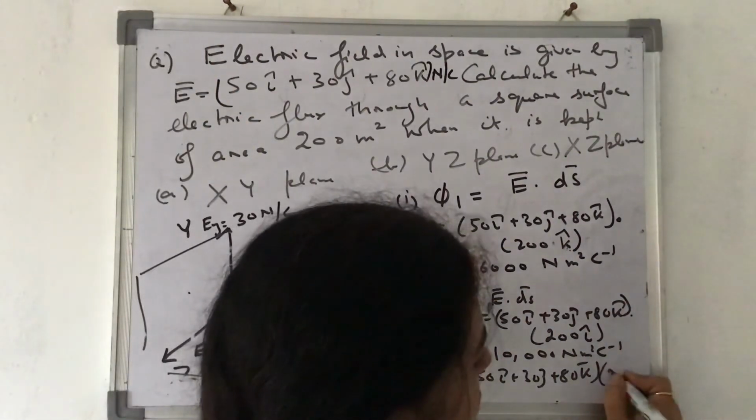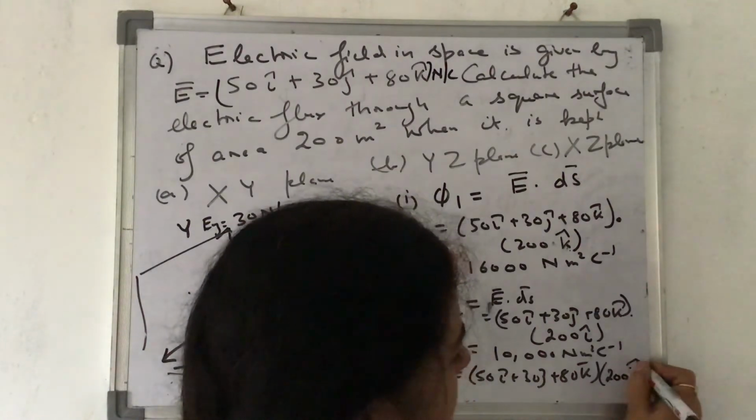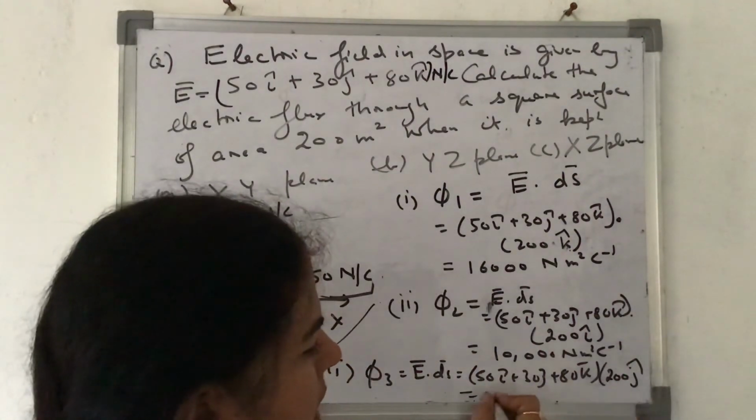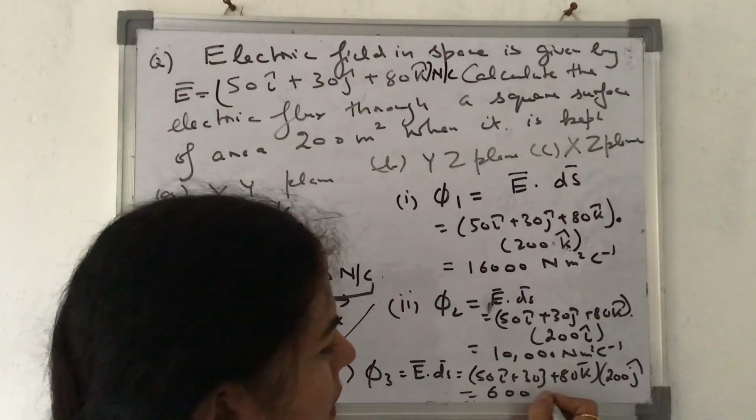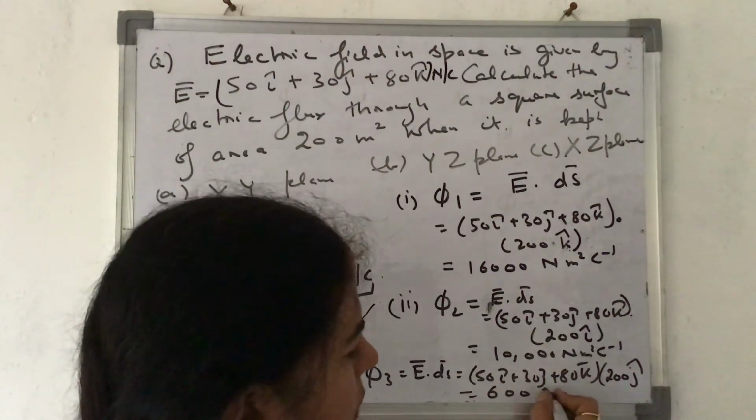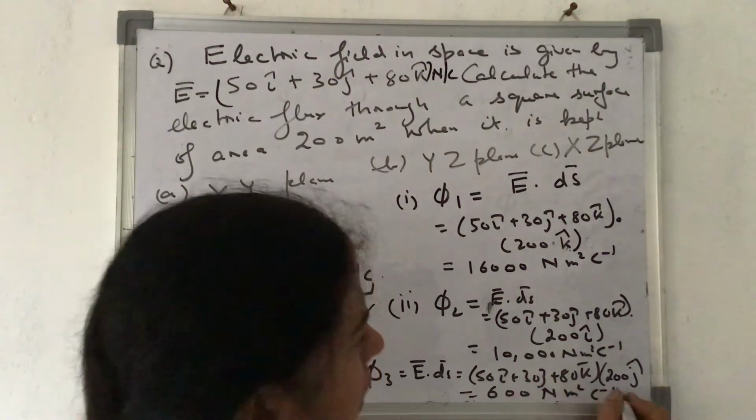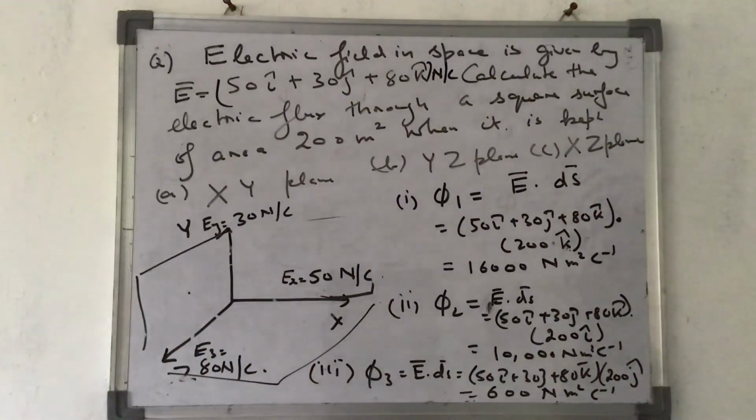So I should say 200 J complement. यानी कि कितना हो गया? 6,000 Newton meter square per coulomb. Okay, according to the plane we have decided the direction of area.